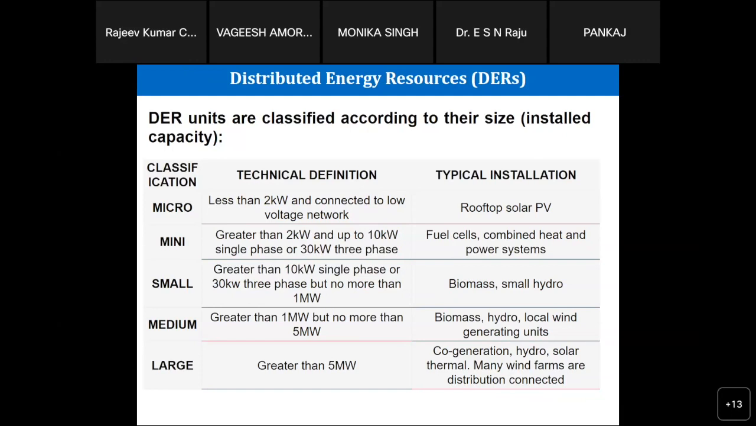Coming to the small, medium and large, these should be connected at the 3 phase level only, like the medium voltage distribution network or the low voltage 3 phase distribution network.